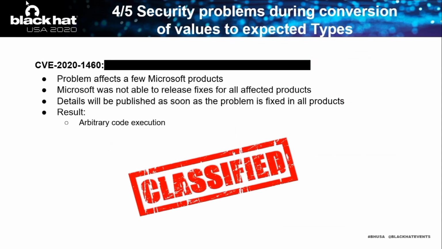We have found an example of such a problem in SharePoint Server and were able to perform an arbitrary code execution attack using it. Microsoft assigned a CVE number to this vulnerability, but because this problem affects a few other products, Microsoft was not able to release fixes for all of them in time. So we are going to publish all details of this vulnerability a bit later when all fixes are released.